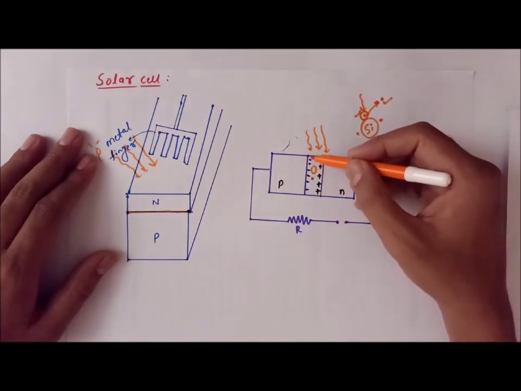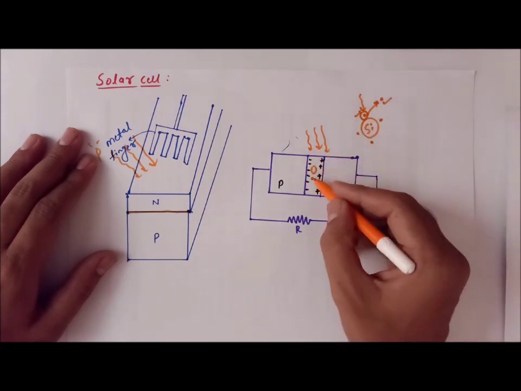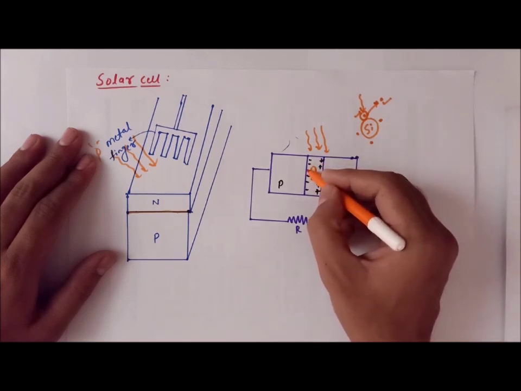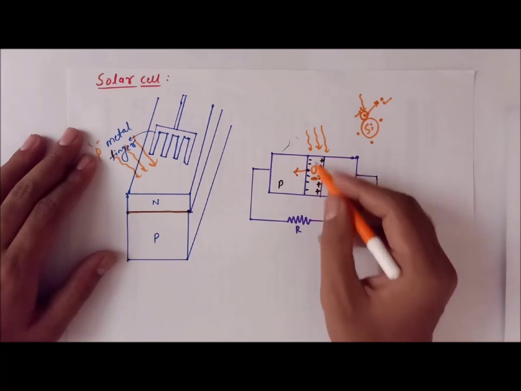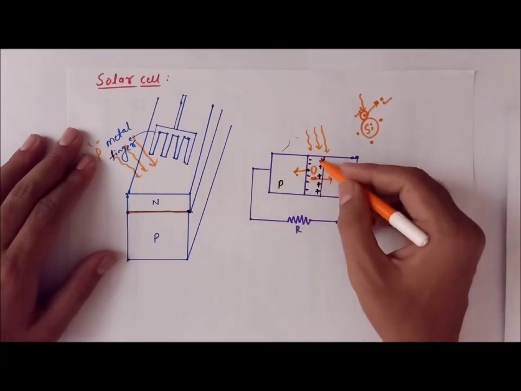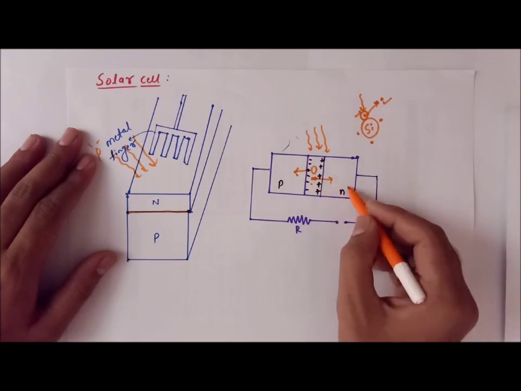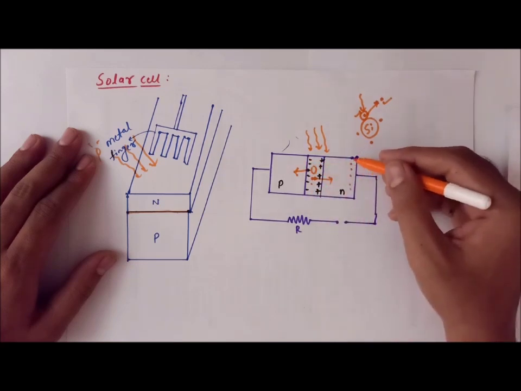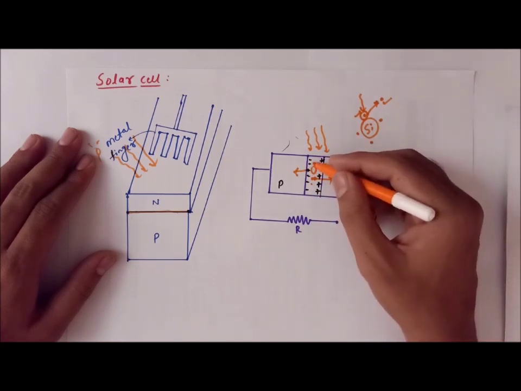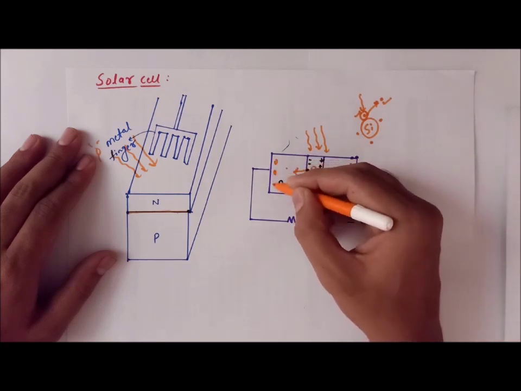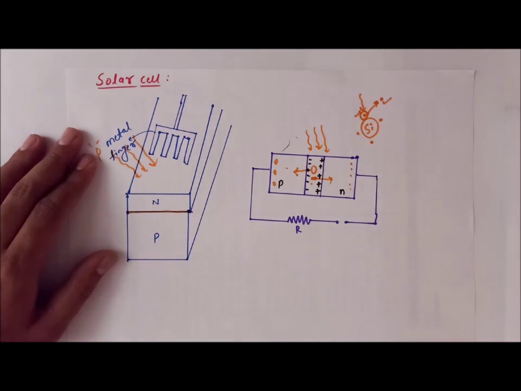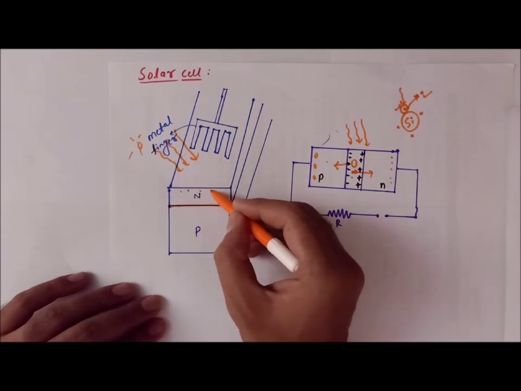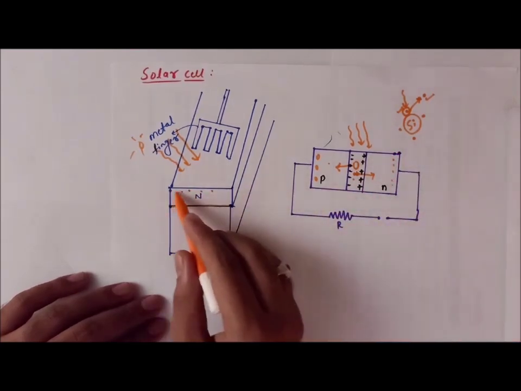Now what happens? The negative layer will start repelling the electrons, and the positive charges will repel the holes. As a result, all the holes created here move towards the P side and the electrons created here move towards the N side. So all electrons produced at the depletion layer come to this end, and holes produced at the depletion layer come to the other end. The electrons move towards the N side.